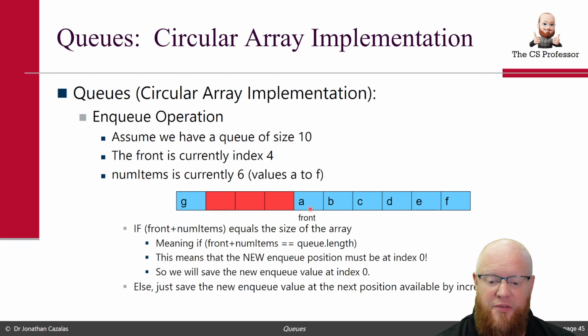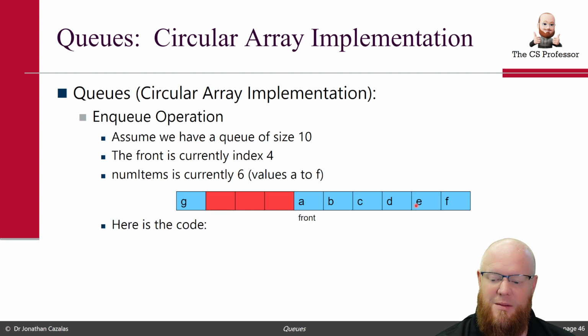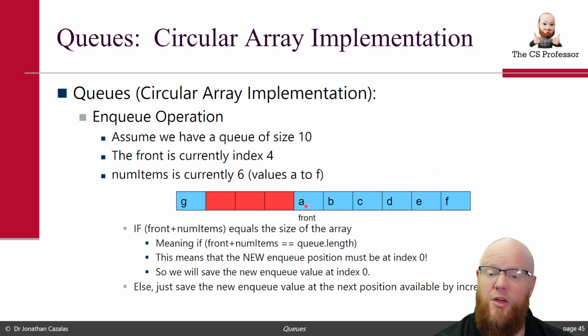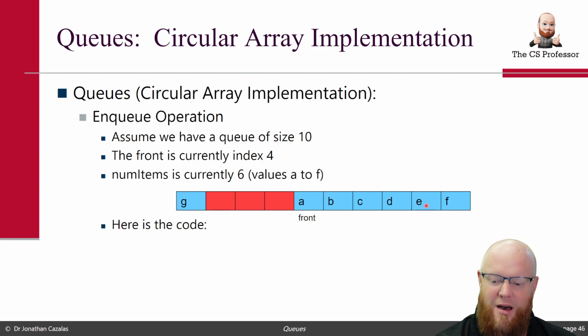But else, if front plus the number of items does not equal the size of the array, then we simply will enqueue the next value at the next position available by incrementing. So consider right now that we have 7 items. Front is 4, plus 7 is 11. Is 11 equal to the Q dot length? It is not. So therefore, where do we insert the next item? We just increment rear and we insert right here. It's that simple. Or there is no rear, you're simply going to increment, you're going to insert at front plus the number of items, but again, taking care of wraparound.